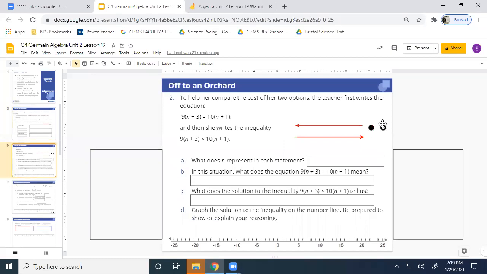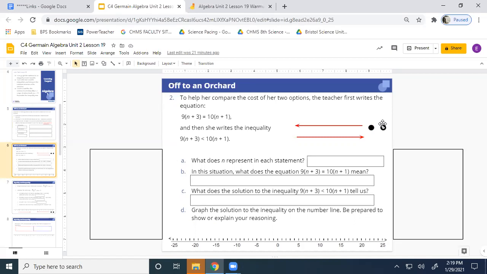Okay? Then she said, I want to think about this in terms of an inequality. When is it going to be greater than or less than? So she wrote the inequality 9 parentheses n plus 3 is less than 10 parentheses n plus 1. Okay, that's okay. Go ahead, Haley. So I created this inequality.